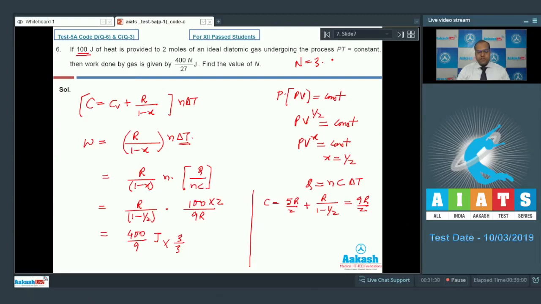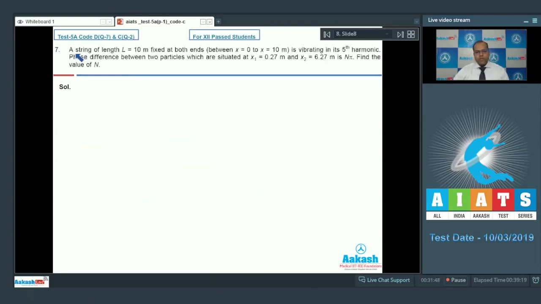Let's move to question number 7. In question number 7, a string of length L equal to 10 meter, fixed at both the ends, that is at x equal to 0 and x equal to 10 meter, is vibrating in its fifth harmonic. The phase difference between two particles situated at x1 equal to 0.27 meter and x2 equal to 6.27 meter is n pi. Find the value of n.